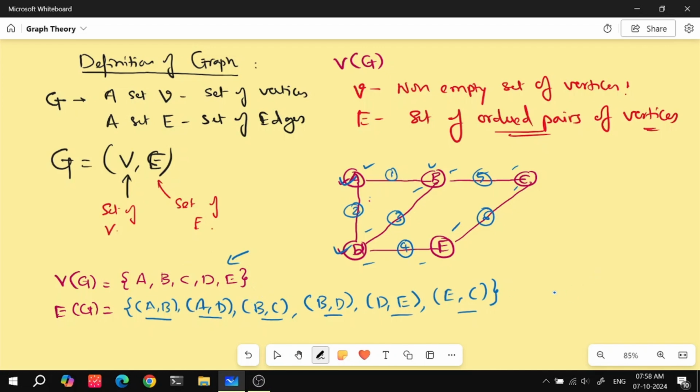And this graph is represented as G is equal to (V, E), where V is equal to this and E is equal to this. That's all. This way we represent any given graph. Okay, in the next video we will be studying undirected graphs and directed graphs. Thank you.